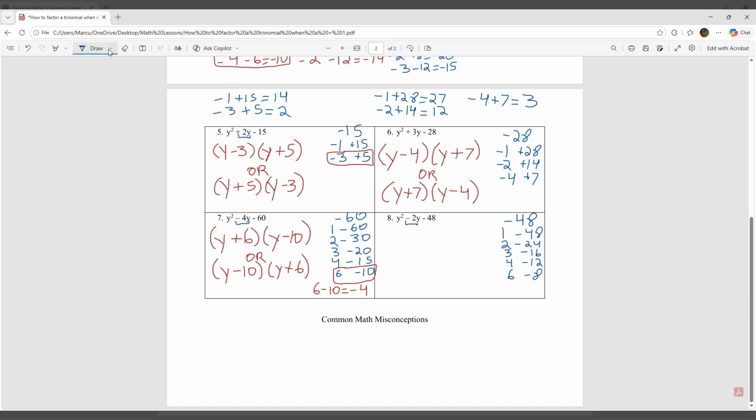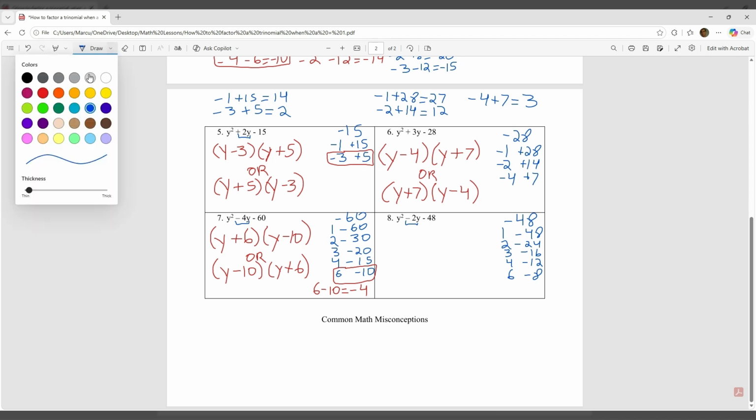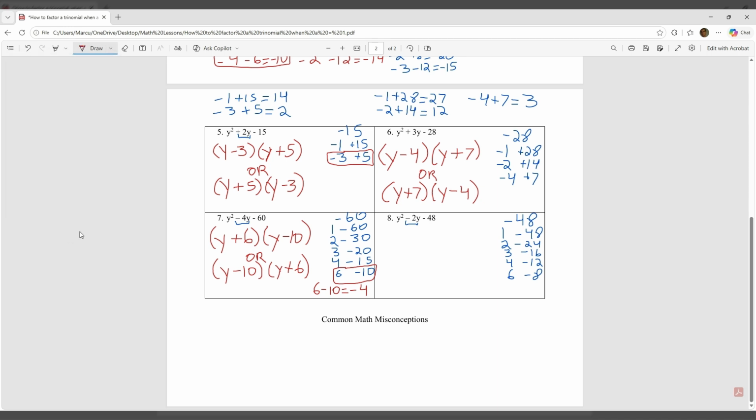And again, there's only one pair that's going to give us what we need. When you multiply, it gives you negative 48. And when you combine, it gives you negative 2. And that's going to be these two numbers right here. And again, you list them. Make sure you have both numbers. The order does not matter. So you can write either way.